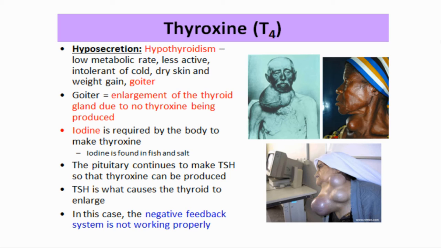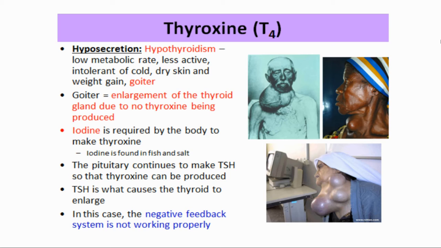There's a problem. There's always a problem. So when things go wrong with the thyroid, it can be bad. So thyroxin is what we're going to focus on. The thyroid itself releases a hormone called thyroxin. And when you do not have enough, so too little, we call this hypothyroidism. Now, hypothyroidism is the low metabolic rate.